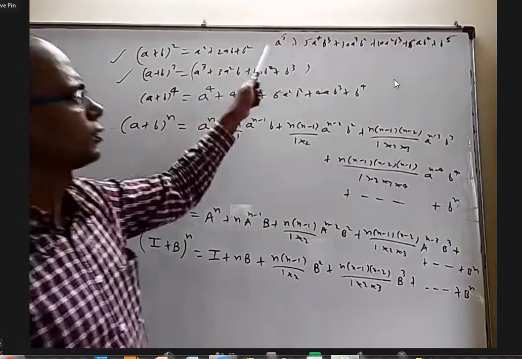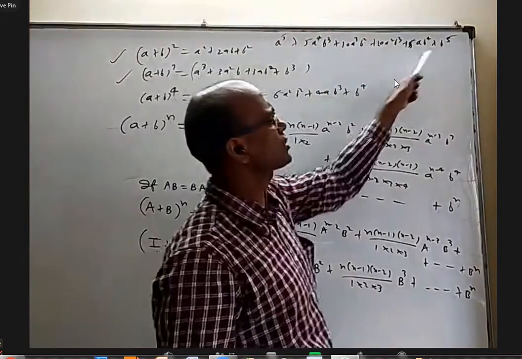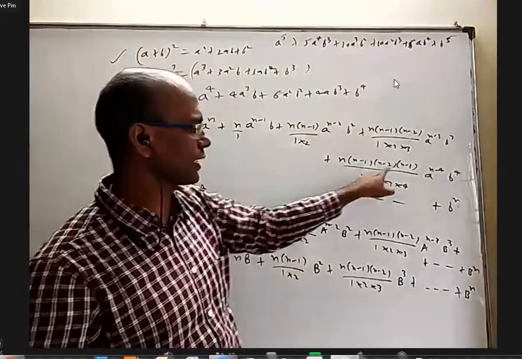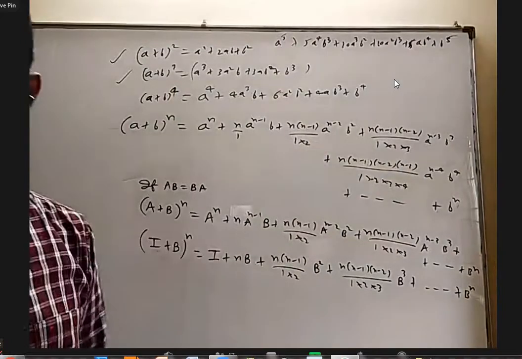Sir, how do we know till which term we have to stop? Oh, whenever the a vanishes and you get completely b, you have to stop. Or your n is there, and you are substituting n. Whenever it becomes 0, you'll stop there automatically, and the product becomes 0.